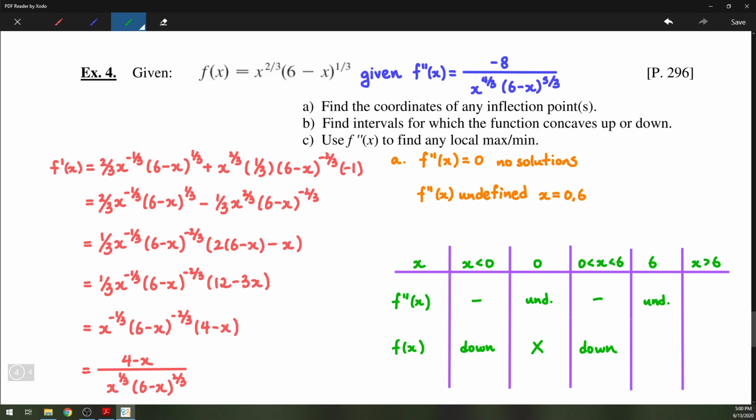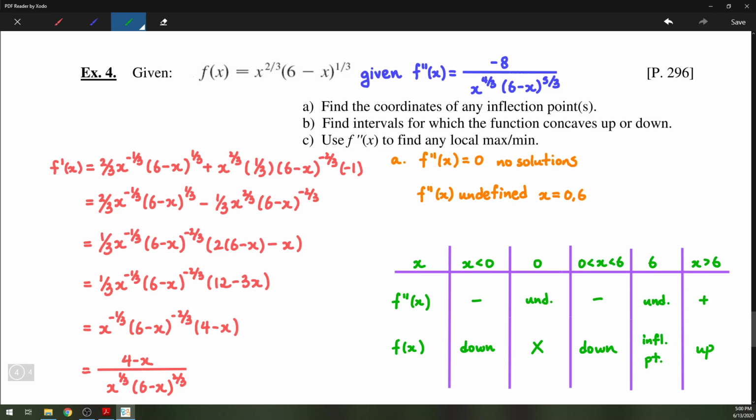And then when x is greater than 6, this first term is still positive. However, the second term will be negative, and if we have a negative numerator and a negative denominator, the second derivative overall will be positive, so it does change concavity at 6. So if this point exists, then it is an inflection point.